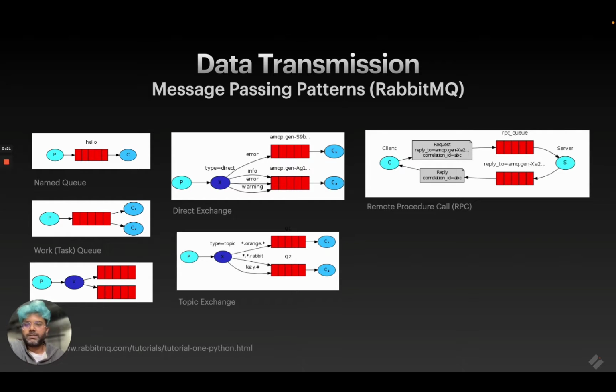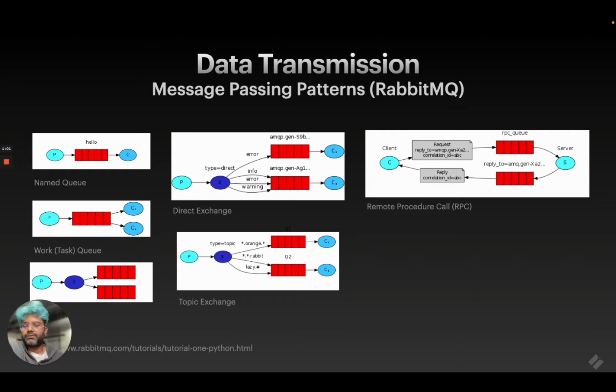The simplest pattern that RabbitMQ offers is the one shown on the top left of your screen, in which there is only one queue shown in red, and then there is a publisher shown by P and a consumer shown by C. In this case, the publisher publishes a message, and this message goes to a queue. A queue is a buffered space wherein the messages are held temporarily until they are consumed by a consumer. So this is a first in first out queue. Any message that is sent by P will be consumed by C in the order in which they are sent.